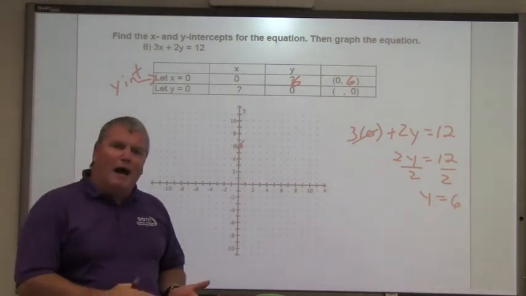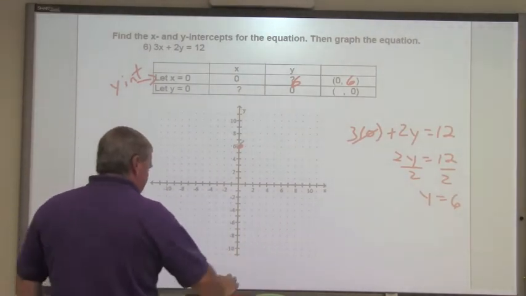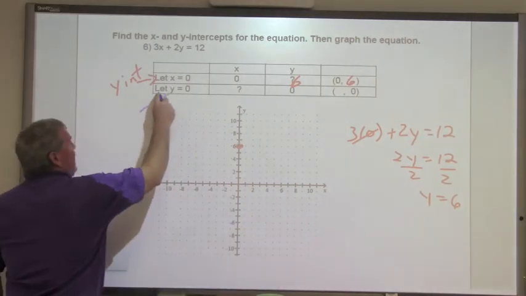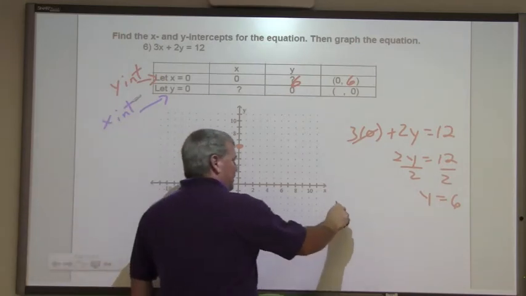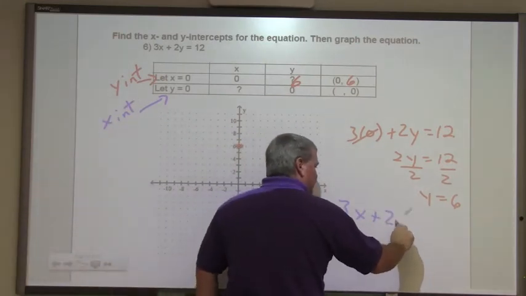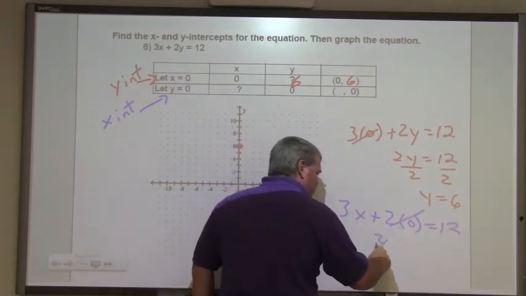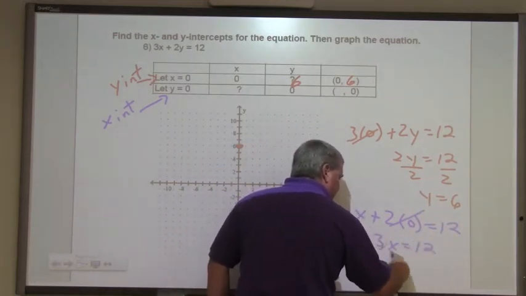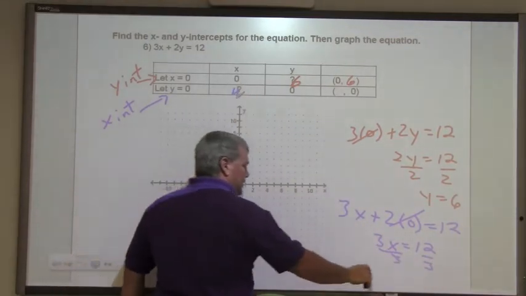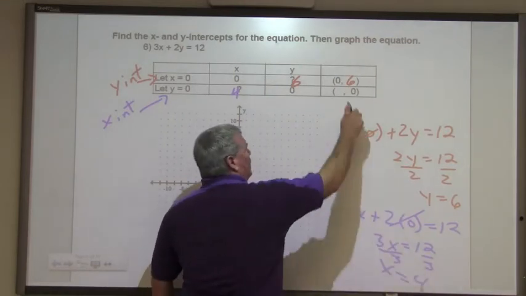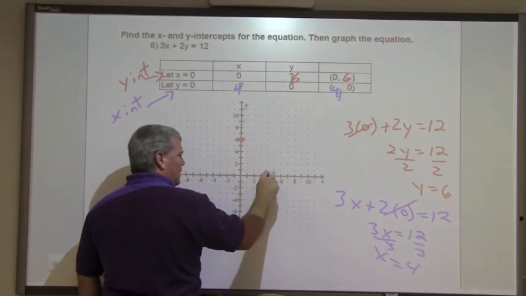So to find the y-intercept, you plug in 0 for x, and your y-intercept will pop out. So guess what? When I plug in y equals 0, I get the x-intercept. So again, if I do that, 3x plus 2 times 0 equals 12. Now that zeroes out, and that gives you 3x equals 12. Divide by 3, and x equals 4. So x equals 4. So my x-intercept is (4, 0), which is right there.